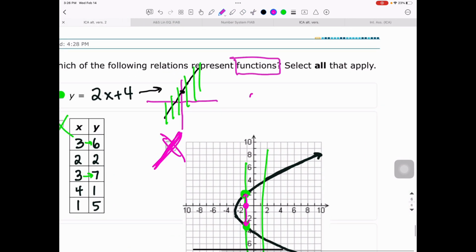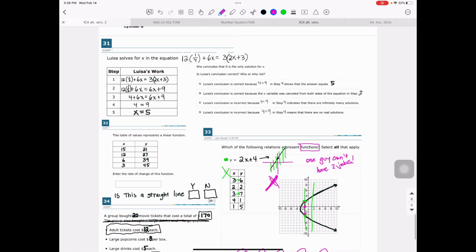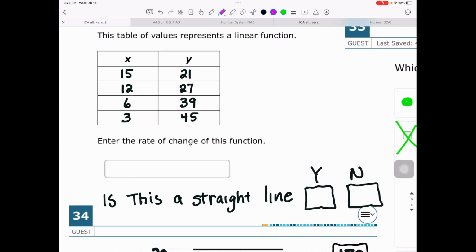So, one guy can't have 2 jobs. That's what a function is. Okay, let's see. This guy, is this a straight line? Well, when I'm drawing a straight line, if I start here and go up 1 over 2 and up 1 over 2 and up 1 over 2 and up 1 over 2, then things are going to stay in a straight line. Straight lines, your slope has to stay the same. So let's see. What's the slope from here to here? Up 6, down 3. So 6 divided by -3 is -2.